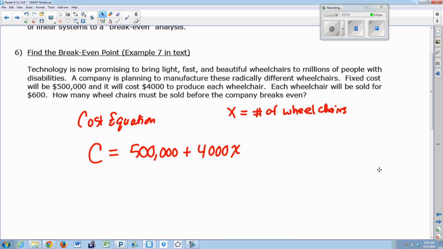We're so used to having our straight lines with the slope term first, slope times X, but really, in real life, we think about, what do we start out with? What is our starting amount? Right? Now, how do I figure out my revenue?